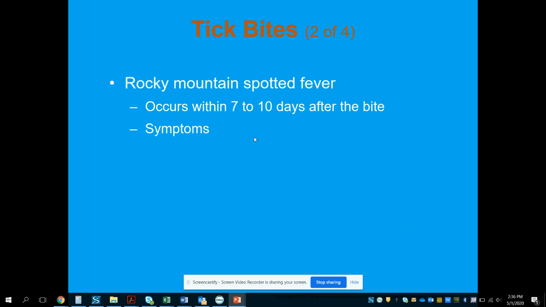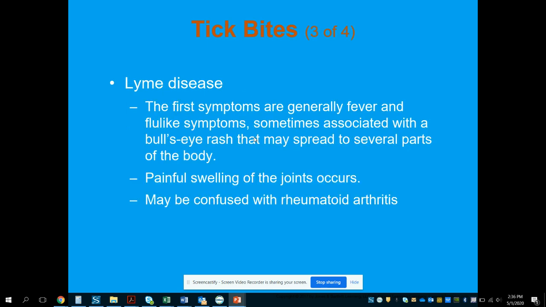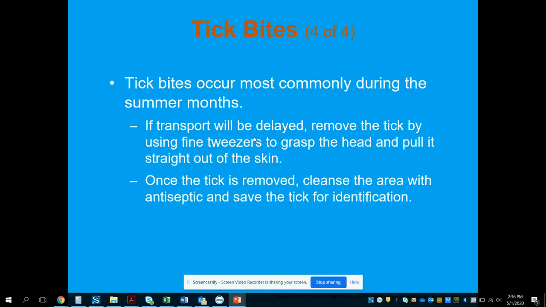So Rocky Mountain spotted fever occurs within 7 to 10 days after the bite, and this is one of the more serious things that can be spread by a tick, but also a major concern is Lyme disease. The first symptoms are generally fever and flu-like symptoms, sometimes associated with a bullseye rash that may spread to several parts of the body. Painful swelling of the joints can occur, and it may be confused with rheumatoid arthritis.